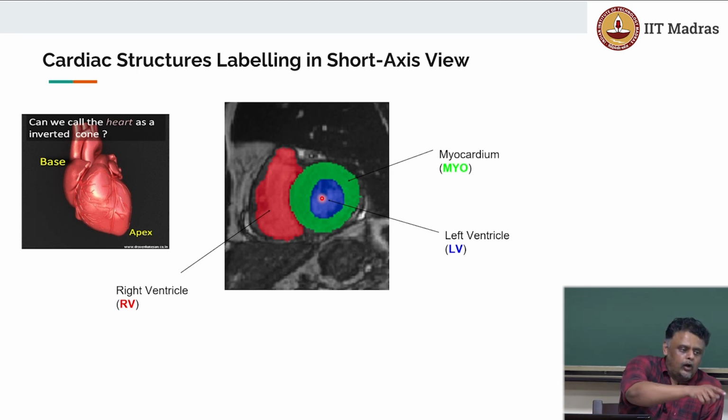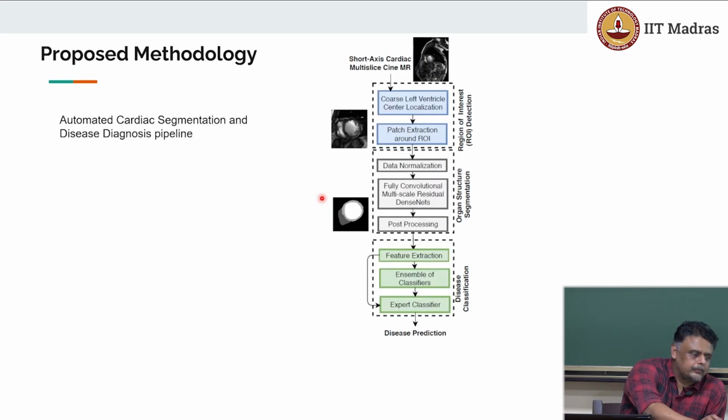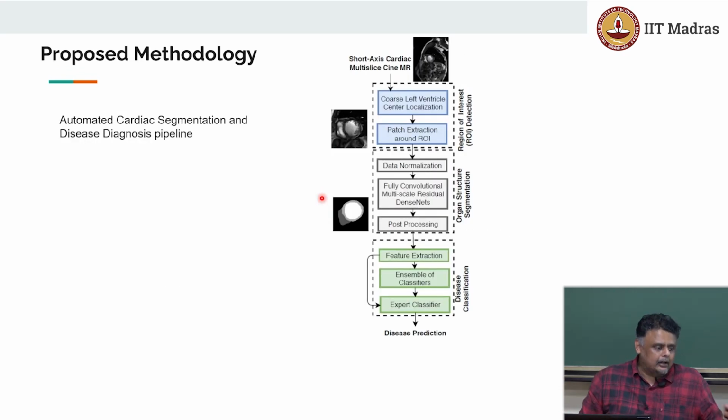So here, all the pixels corresponding to the myocardium, which is the muscle of the heart, are given a certain color. When you say color, you just give it a label. Label 1, label 2, label 3, and so on and so forth. So each of them has different labels. Okay. So we will come back to this.